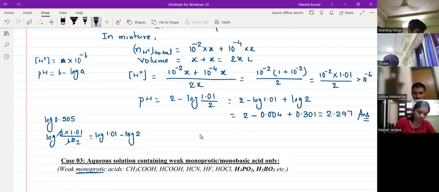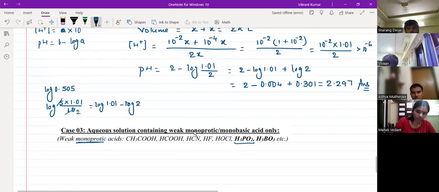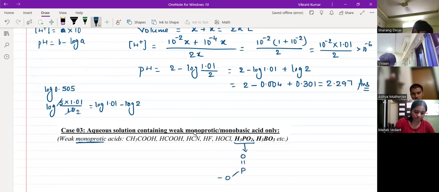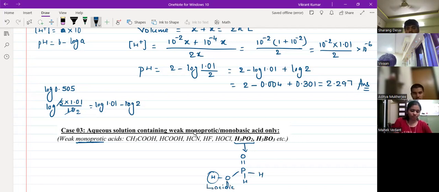Now here I have bolded two things. One is H3PO2, which is having 3 hydrogens but all of them are not acidic because of its structure. What is its structure like? Phosphorus is with one double bond. There is just one OH and the remaining H are directly bonded with phosphorus. So we are saying this is the only acidic hydrogen, and that's why it is a monoprotic acid.